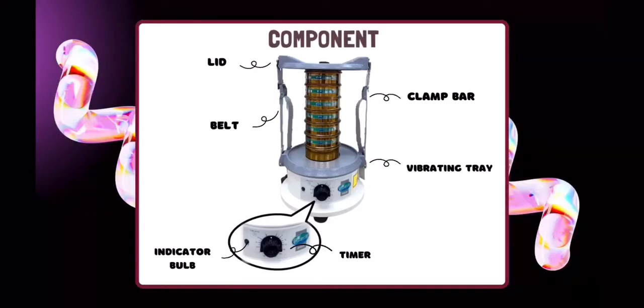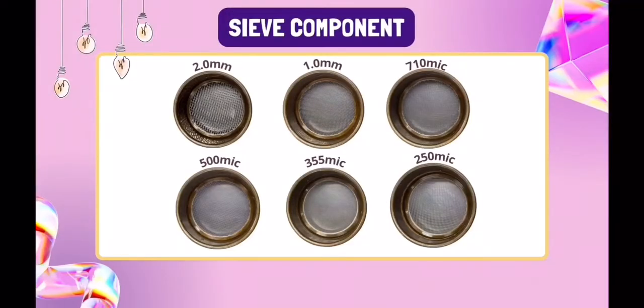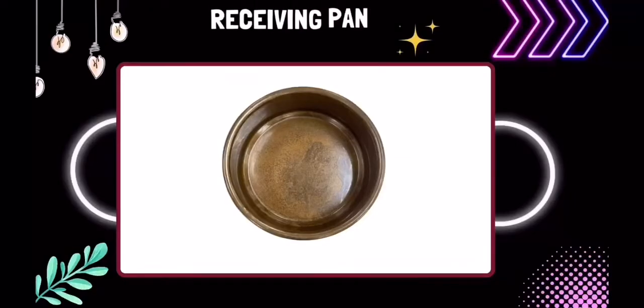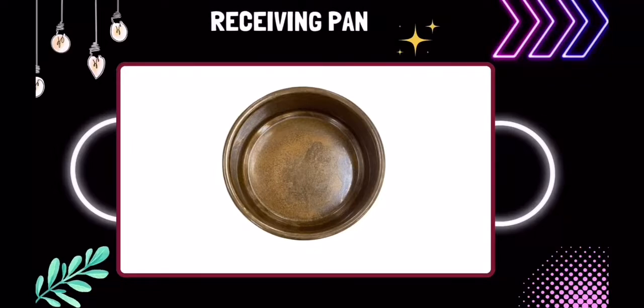Moving on to the components of the sieve shaker, there are 6 components altogether, which are lid, belt, clamp bar, vibrating tray, indicator bulb, and lastly timer. As for the sieve components, the diameters range from 2.0mm, 1.0mm, 710 micron, 500 micron, 355 micron, and 250 micron. Also, the sieve component includes a receiving pan.